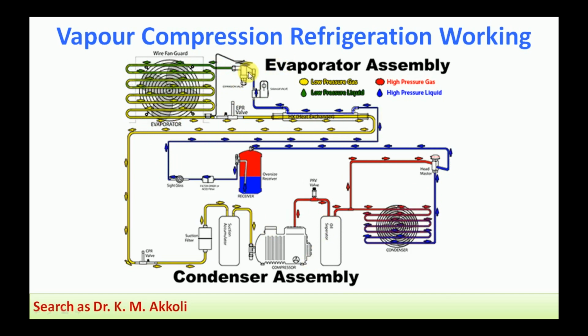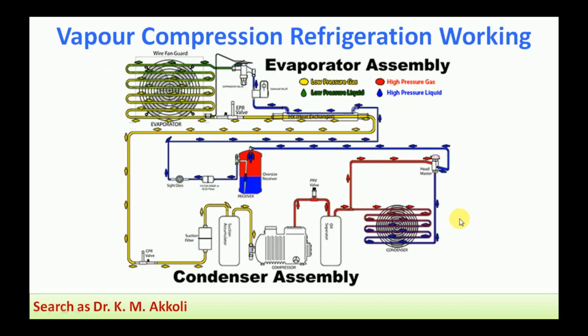Like this, in the working of the cycle, heat from the low temperature space is received and rejected to the higher temperature atmosphere. By that we can provide the cooling effect in a particular region or space.